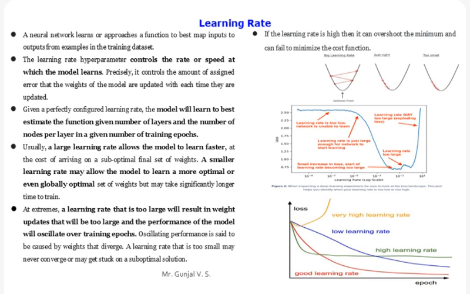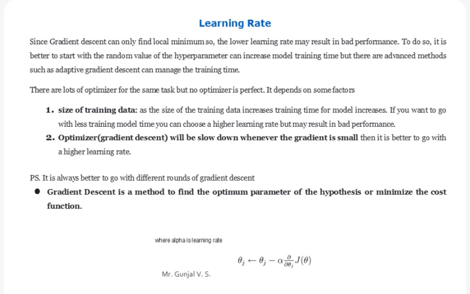Usually, a large learning rate leads the model to learn faster, at the cost of arriving at a suboptimal final set of weights. A smaller learning rate may allow the model to learn a more optimal or even globally optimal set of weights but may take significantly longer to achieve. Since gradient descent can only find local minima, a lower learning rate may result in bad performance.